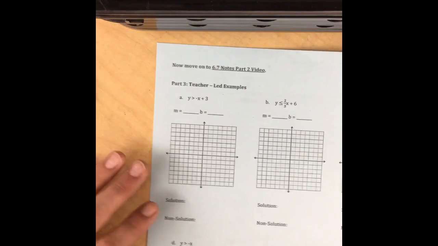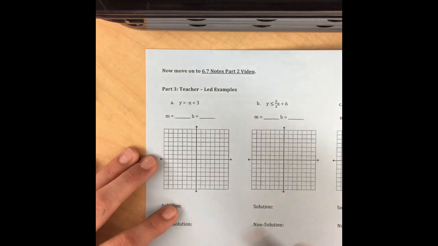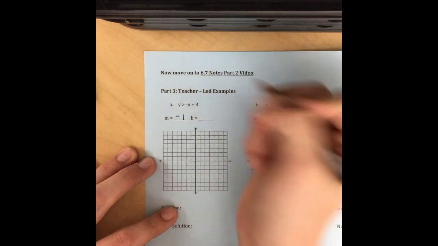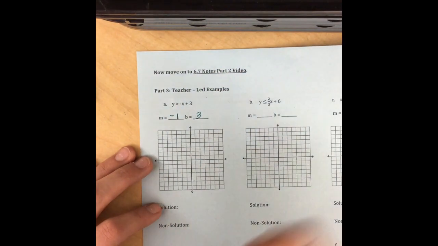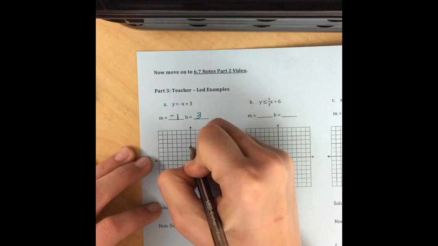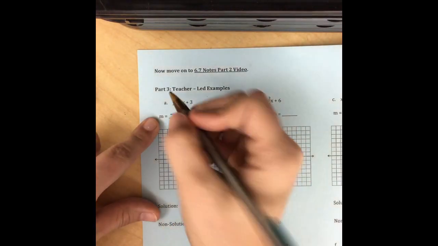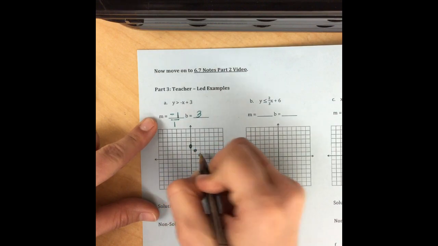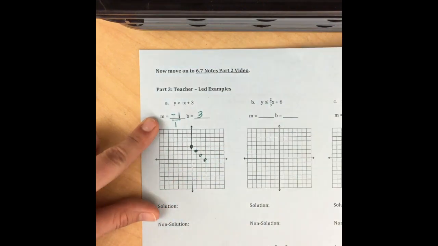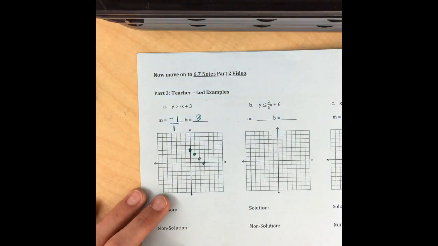So the first one, I need to pick out what is my slope, what is my y-intercept. My slope is -1. My y-intercept is 3. So remember, we start with our y-intercept, we go up 3. And a slope of -1 is telling me to go down 1, over 1, down 1, over 1, down 1, over 1.